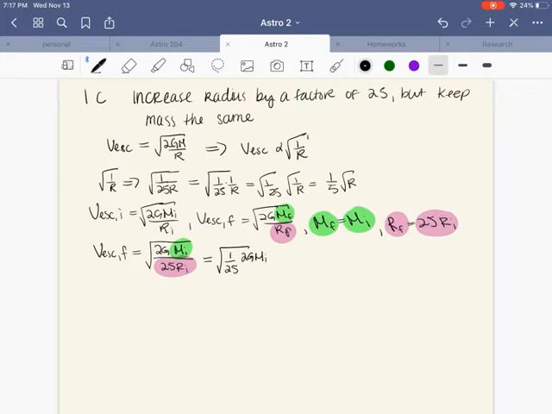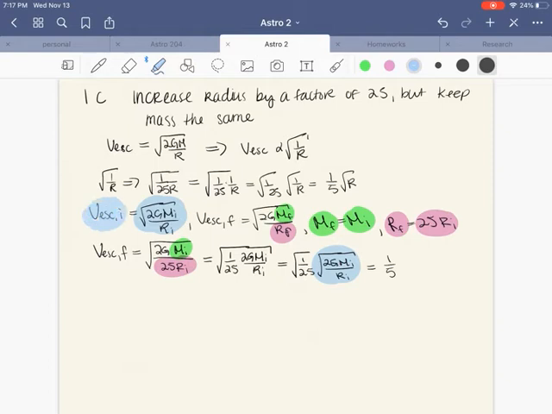Right? It doesn't belong there. It's not something that we're used to seeing in this equation. So I want to pull it out. Get each of these in their own radical, or own square root sign, and I get 1/5. And then this here is my initial escape velocity, so I get my final escape velocity as 1/5 of my initial escape velocity.